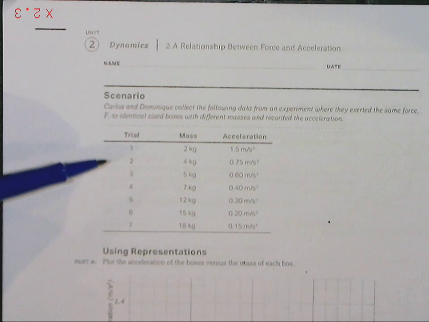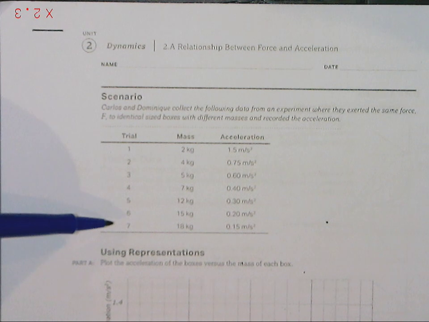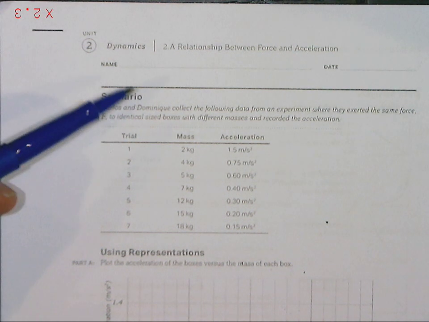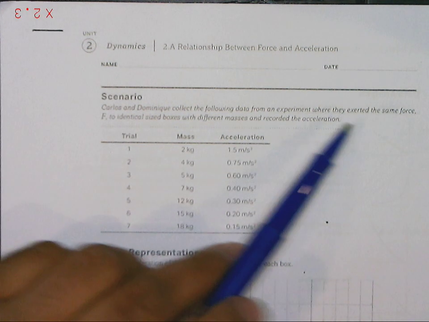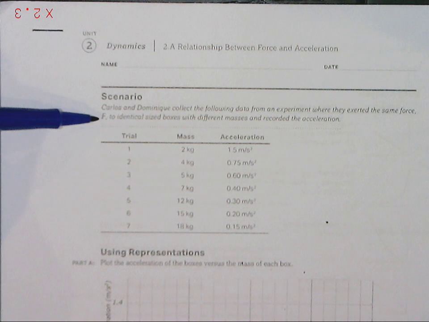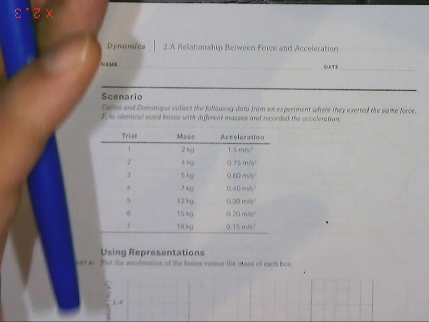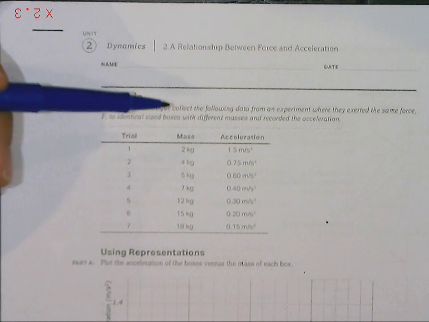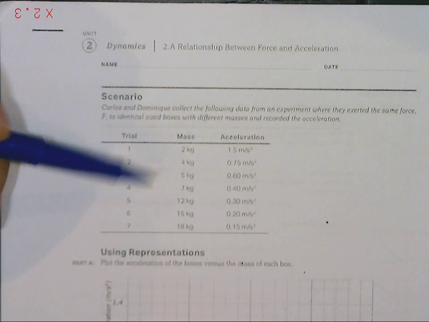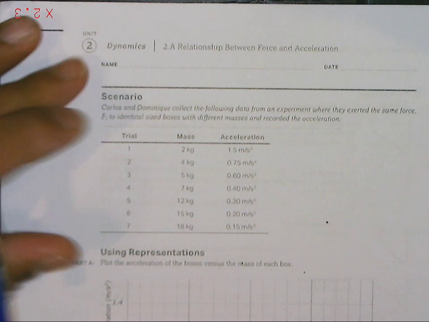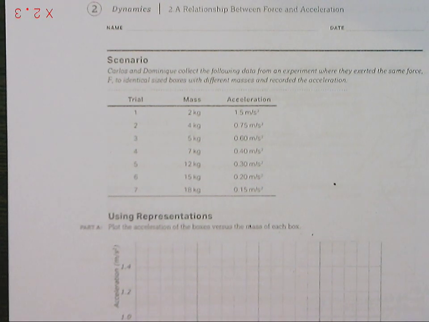So in this, we have a series of trials where Carlos and Dominique collect the following data from an experiment where they exerted the same force, F. So they're going to keep pushing with the same force value, or somehow exerting the same force on an object, but these objects have different sized masses, and this is actually something that we'll be doing in class eventually. So we'll go ahead and graph it.